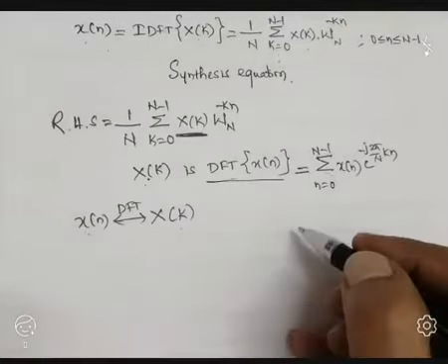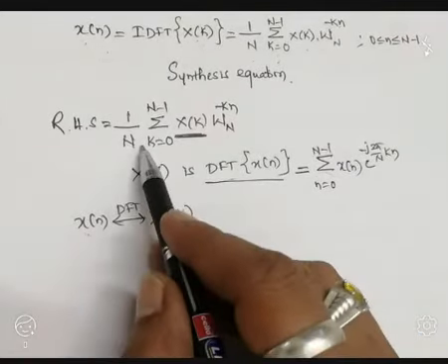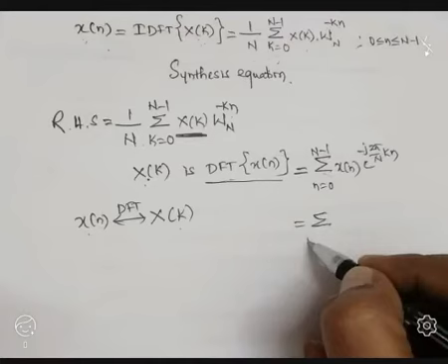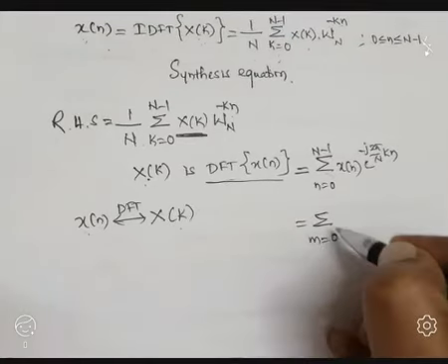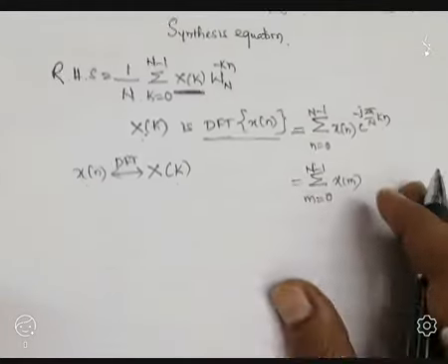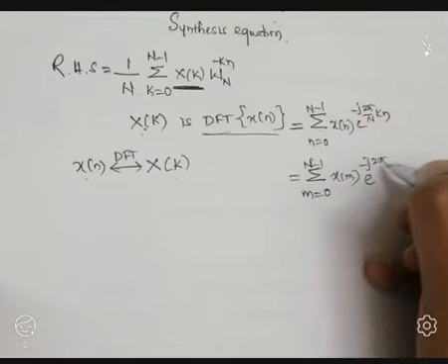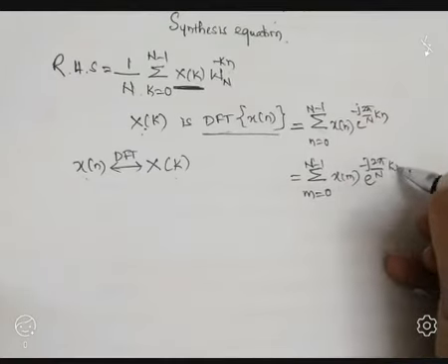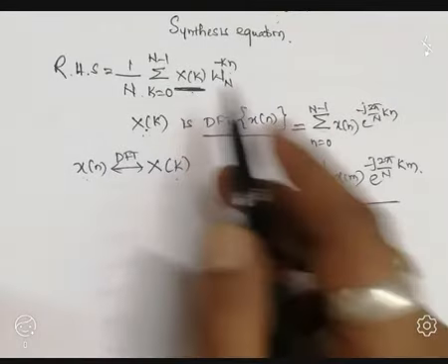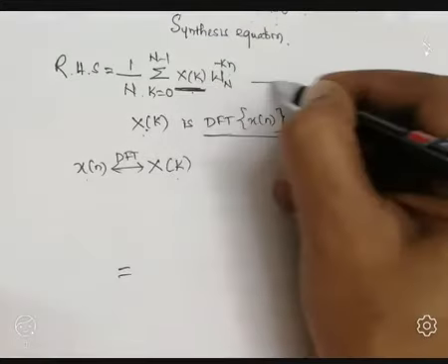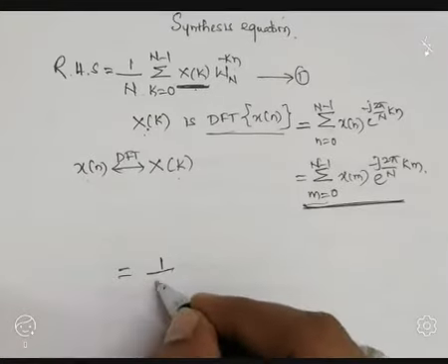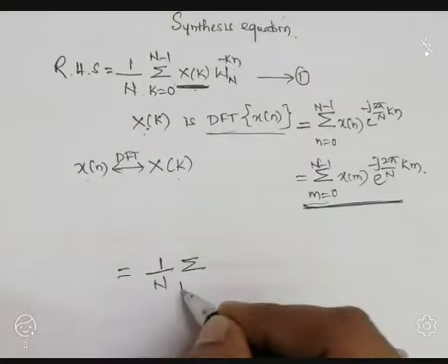For understanding purposes, in the definition of IDFT the index n is already there, so I will make use of one more new index. Instead of n, I will take a new index m equal to 0 to N minus 1. It becomes x of m e to the power minus j 2 pi by N k into m. Okay, fine. If I substitute the definition of DFT in equation number 1, it becomes 1 by N summation k equal to 0 to N minus 1.